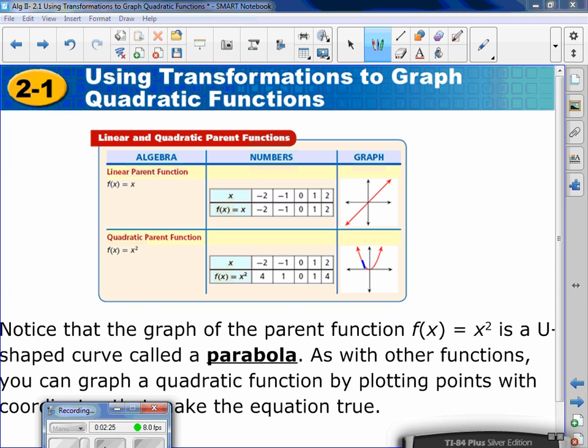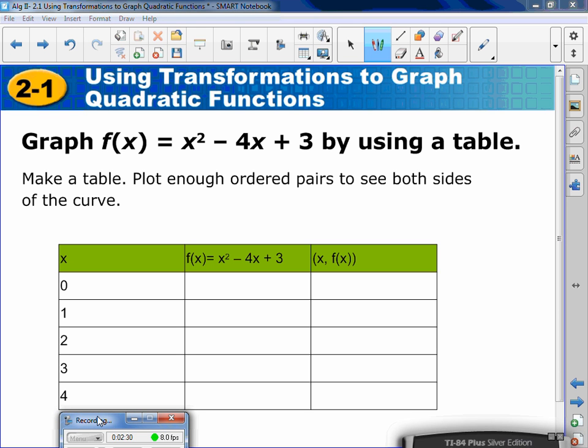Here I have the function x squared minus 4x plus 3. We're going to use a table, and then we're going to graph it. In the first column, I'm giving you x values. What we're going to do is take those x values and substitute into the function, and then get a new ordered pair.